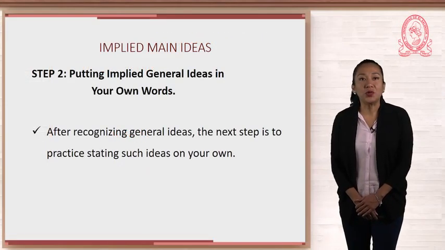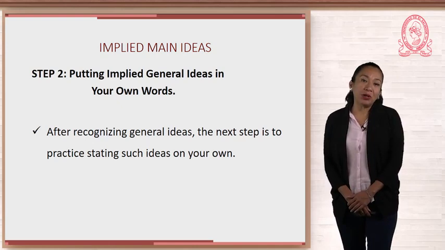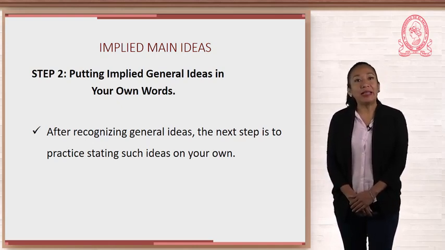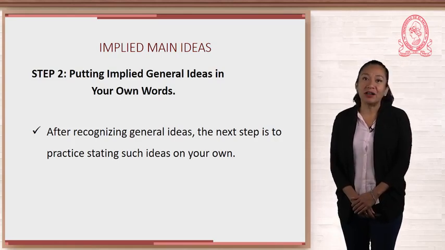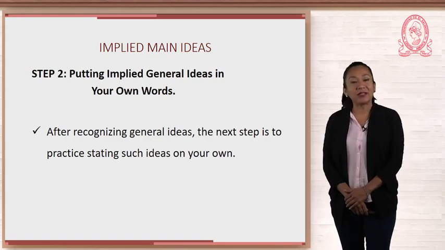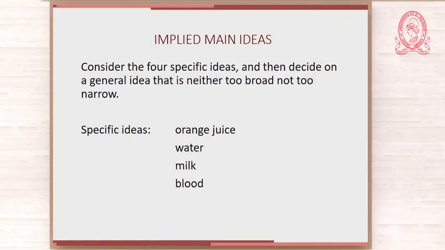As step number 2, Langan suggests that we put implied general ideas in our own words. He points out that now that you have practiced recognizing general ideas, you are ready to practice stating such ideas on your own. Let's take a look at an example that he presents in his book, 10 Steps to Building College Reading Skills. Consider the 4 specific ideas and then decide on a general idea that is neither too broad nor too narrow.